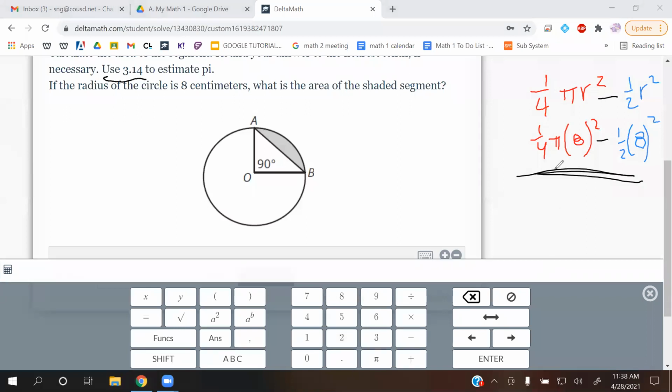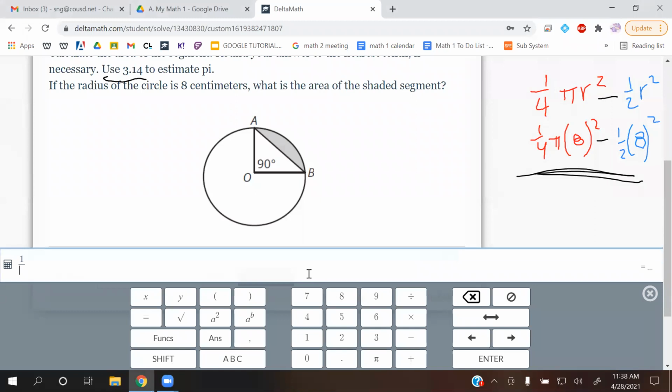Okay. So we have 1/4 pi, so 3.14, 8 squared minus 1/2 8 squared. Literally, I just typed this in here and I replaced pi with 3.14 because we said use 3.14 to estimate pi. So instead of pi, I just replaced it with 3.14. Other than that, I just typed everything in the way it was.